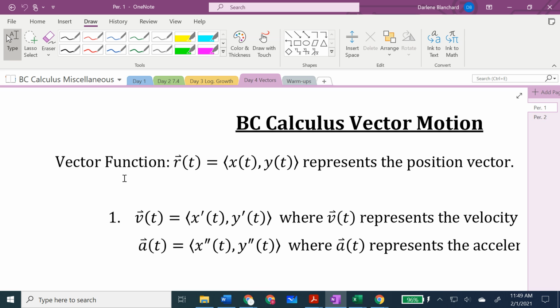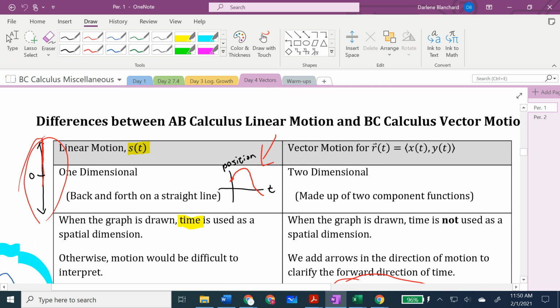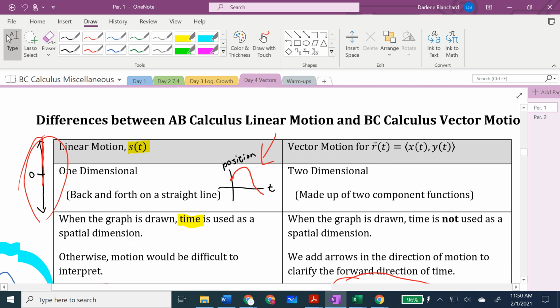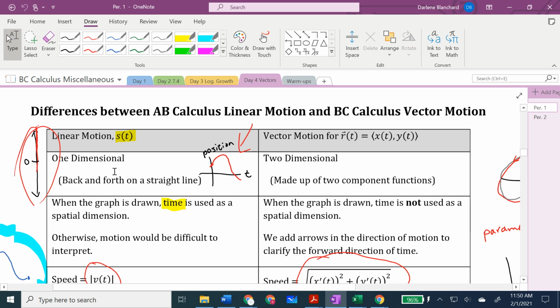Now, the old function we are used to working with is s with respect to t. And I'm going to now move down to my comparison notes. And I didn't get a chance to erase what I had for first period. When we were doing linear motion, it was often just called S of t, although sometimes the AP test would say x of t for a function that goes back and forth along the x-axis.